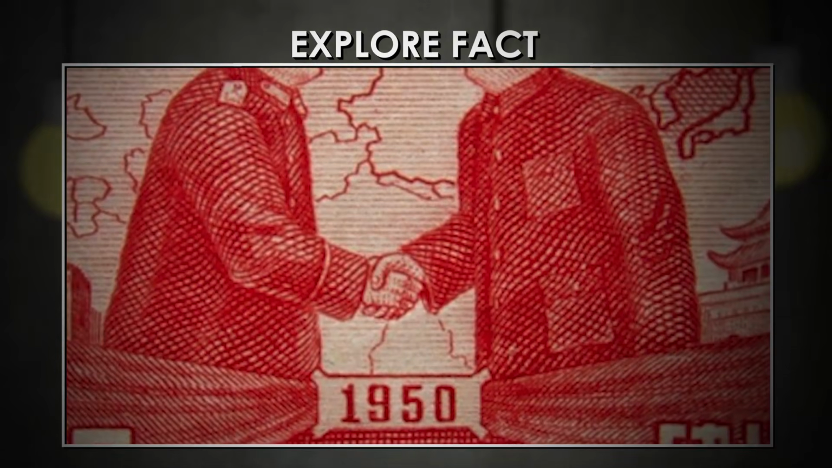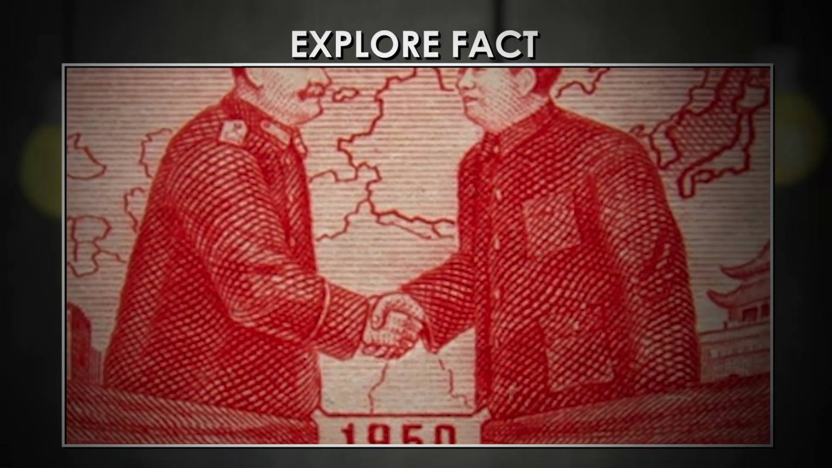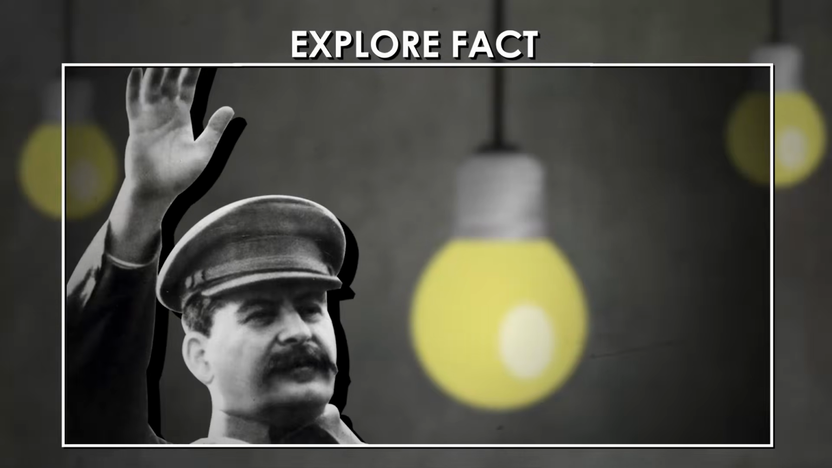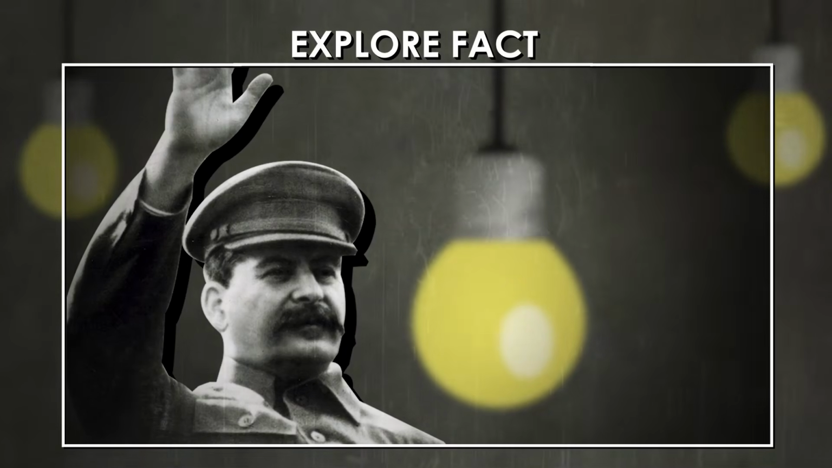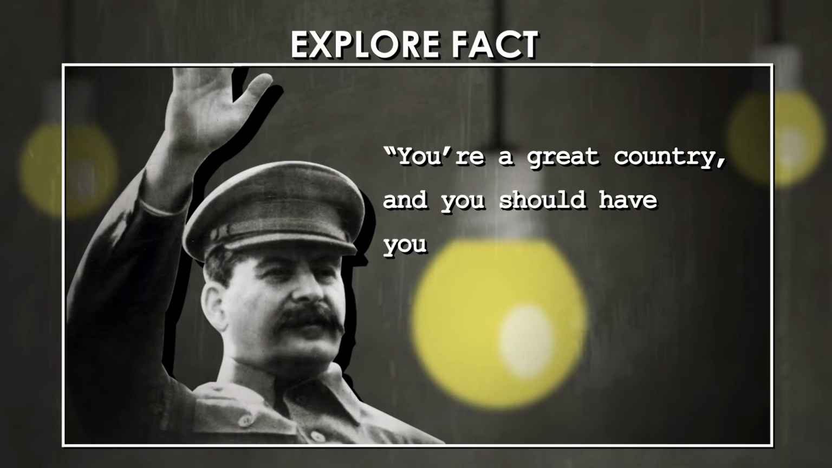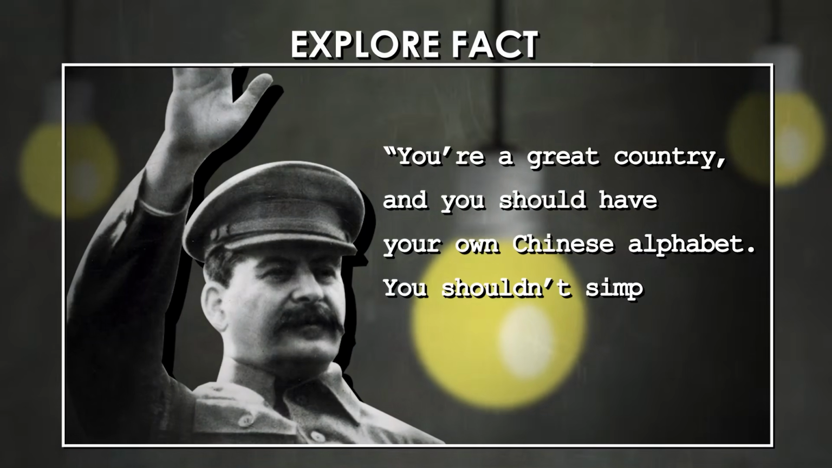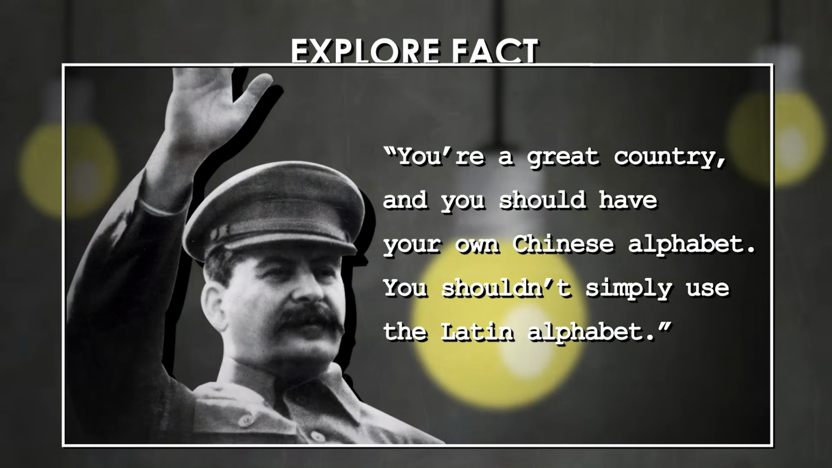Mao shared his Chinese writing reform plans with him and asked Stalin for his advice. According to a memoir by Mao's personal secretary, Stalin told Mao, quote, "You're a great country, and you should have your own Chinese alphabet. You shouldn't simply use the Latin alphabet."